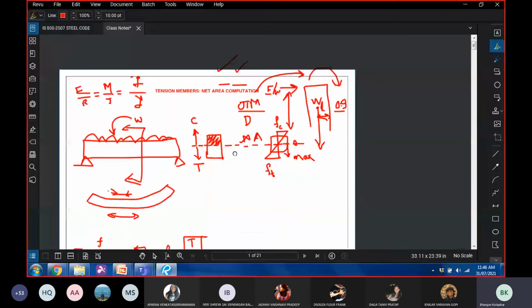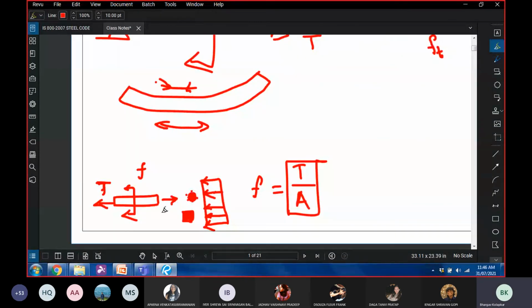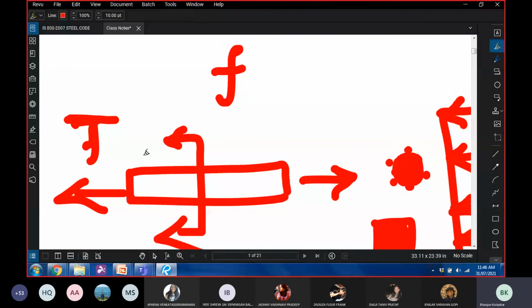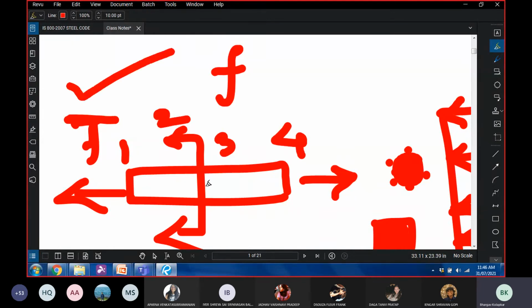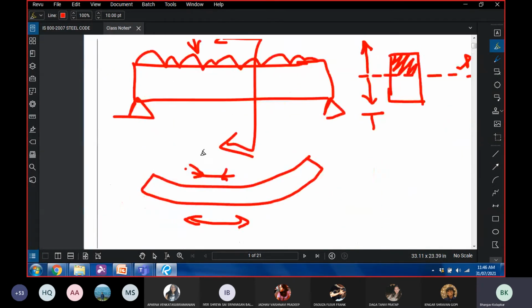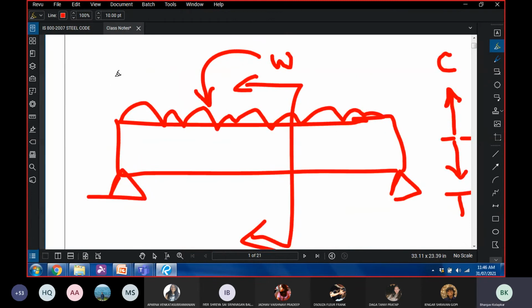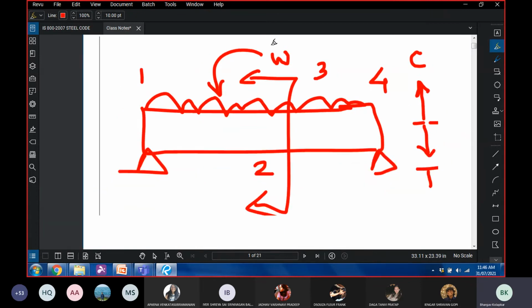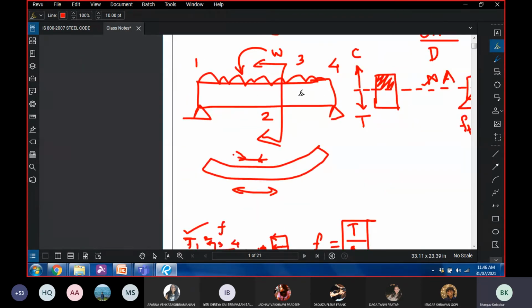Now there's one more thing to it. When I talk about a tension member, say this is a tension member, the tensile force at point 1, at point 2, at point 3, at point 4 is going to remain the same, and that force is T. But if I talk about a beam, the moment at point 1, point 2, point 3, point 4 is going to be different. Why? Because the moment varies along the length.